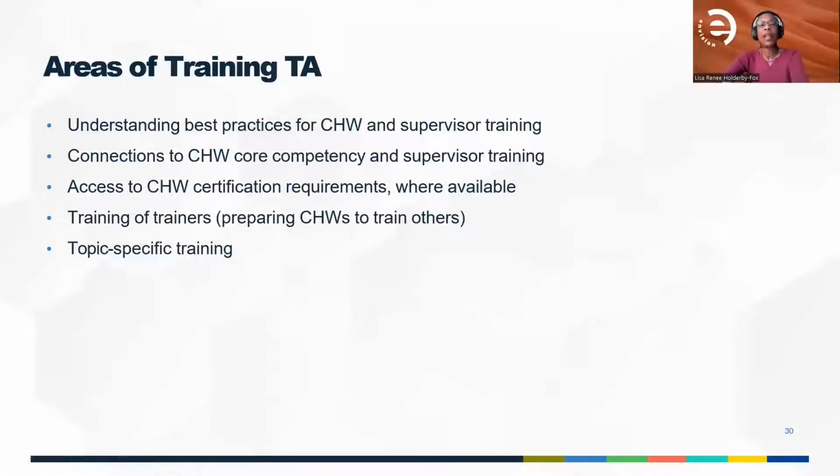There are also 5 areas of training TA that Envision can provide: understanding best practices for CHW and supervisor training, connections to CHW core competency training, and also supervisor training, access to CHW certification requirements where available. CHW certification is not available in all states across the country, but where it is available, we'll make sure that you have access. Training of trainers, preparing CHWs to train others, and topic-specific training.